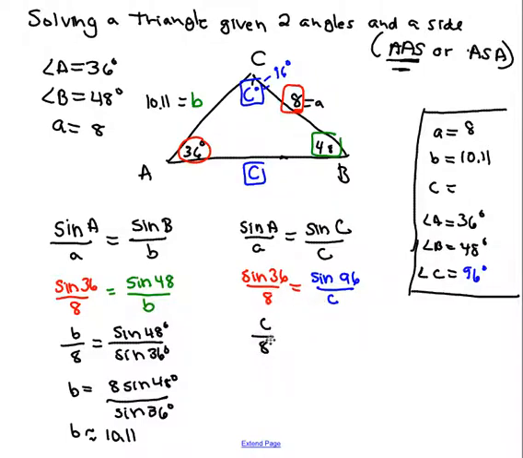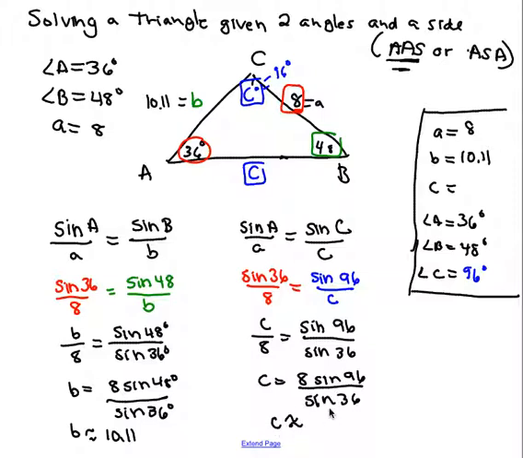I get c over 8 equals sine of 96 over the sine of 36. I multiply both sides by 8, so c equals 8 times the sine of 96 over the sine of 36. When I put it into a calculator in degree mode, I get c is about 13.54. Now I have found all the sides and all the angles, so I'm finished solving. In the next example, we're going to look at the ambiguous case of SSA.